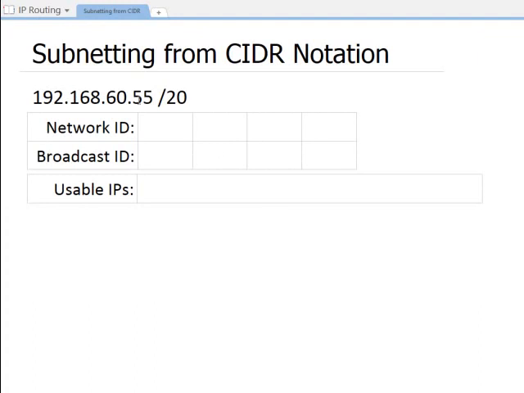First things first, I have an IP address here of 192.168.60.55 with a CIDR notation of /20. What I need to figure out is the network ID and the broadcast ID. In order to figure those out, I need to understand what that CIDR notation of /20 even means. That represents how many bits are turned on within my subnet.